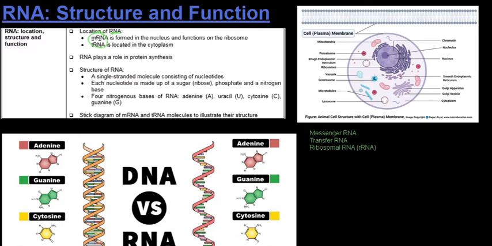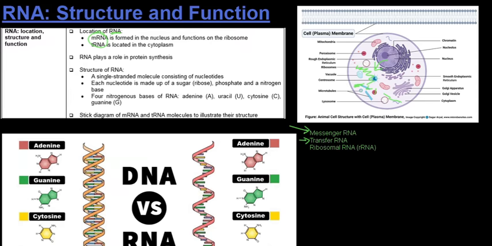The first one is mRNA, which stands for messenger RNA, and that is found in the nucleus, but it will also leave the nucleus and go out into the cytoplasm. The second one is tRNA, which stands for transfer RNA, and tRNA is found in the cytoplasm of the cell, floating around. And then the last one is ribosomal RNA, or rRNA, and that is found in the ribosomes.